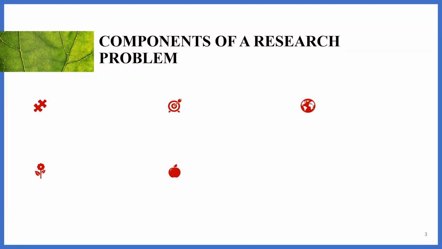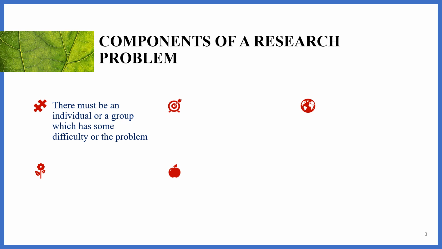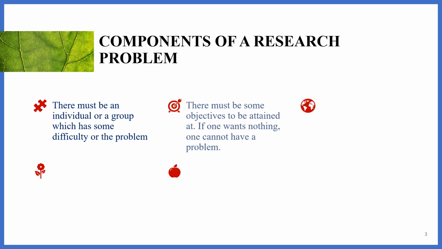Next, components of a research problem. First component is an individual or a group having difficulty. That means there must be an individual or a group which has some difficulty or the problem. Second one is objectives. There must be some objectives to be attained. If one wants nothing, one cannot have a problem.